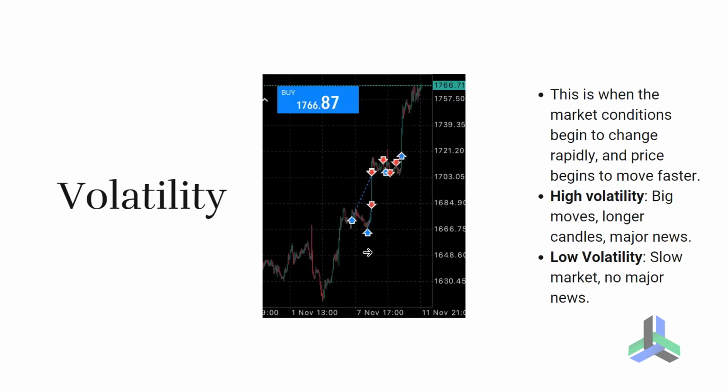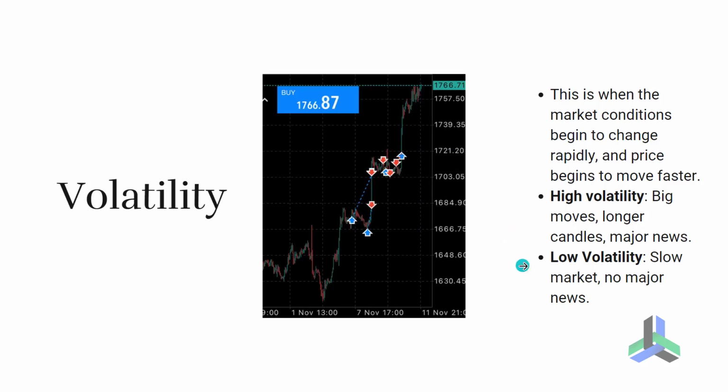Volatility. Now, this is when the market conditions begin to change rapidly and price begins to move faster, okay? When there's volatility in the market, things happen very quickly in the market. Price moves in one direction very quickly, okay? So what happens here, when there's high volatility, big moves happen, longer candles, understand, like we could see in this chart, there are longer candles forming, like that.